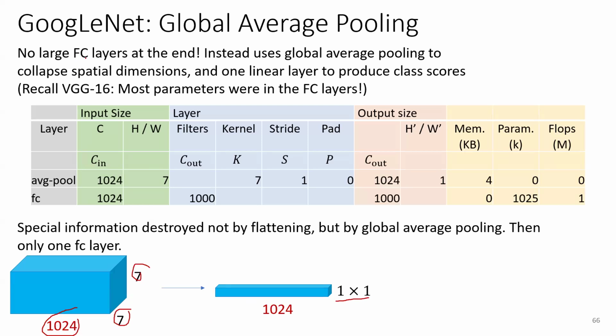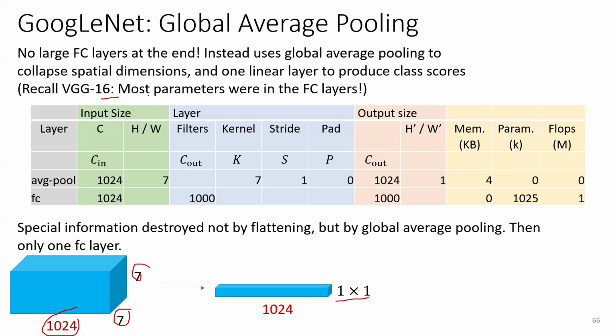So no large fully connected layers at the edge. Now you no longer require large fully connected layers, because we realized that due to these large fully connected layers, the amount of parameters is extremely high. So now you get rid of that problem. No large fully connected layers at the end. Instead it uses global average pooling to collapse the spatial dimensions and one linear layer to produce the class scores.